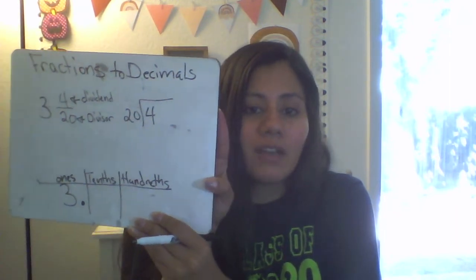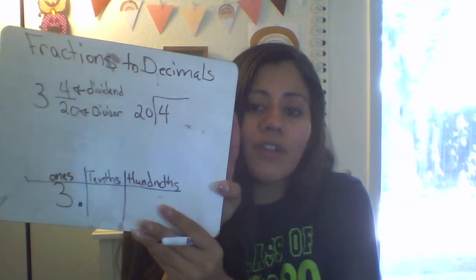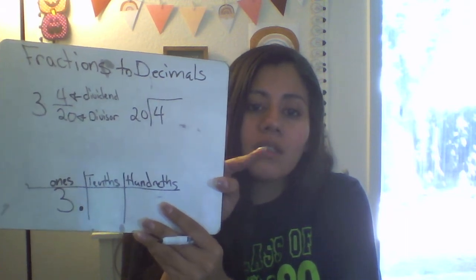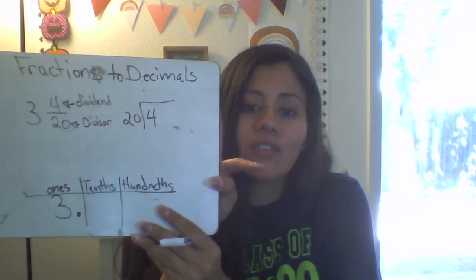So if I have 4/20, the 20, which is the denominator, is your divisor, which goes on the outside. And the 4 is the dividend, which goes on the inside. And in your head, you're thinking, why would I put the big number on the outside and the small number on the inside? The reason is because you're trying to figure out how many pieces you have from the whole. So the whole is 20 and you have 4.